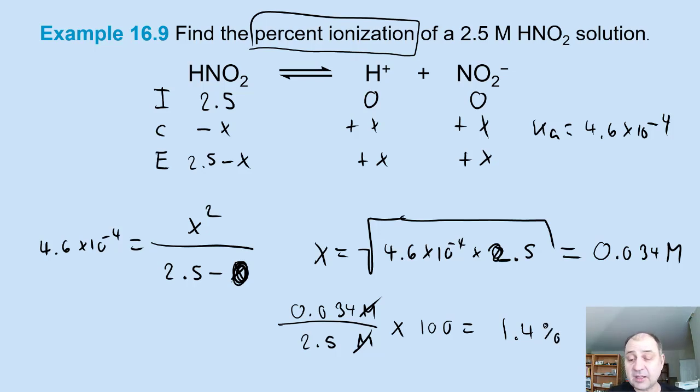If this was larger, we might have to do the quadratic equation, because then that percentage is going to be different. If x is rather large, then it's going to have an impact on that 2.5. All right, so let's take a break, and when we come back, we're going to work more ice tables.